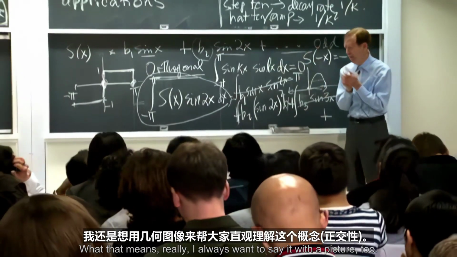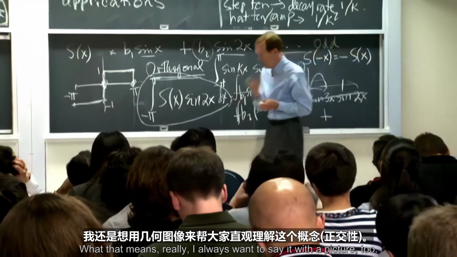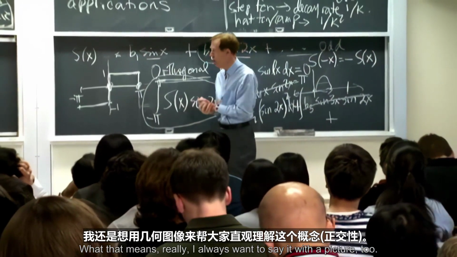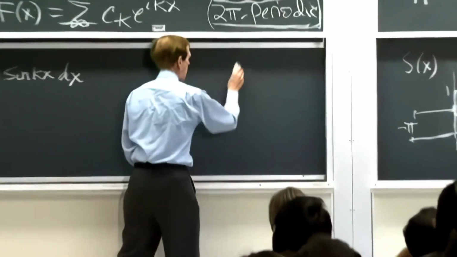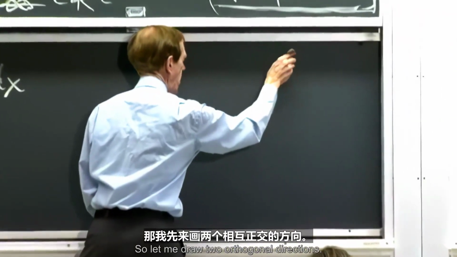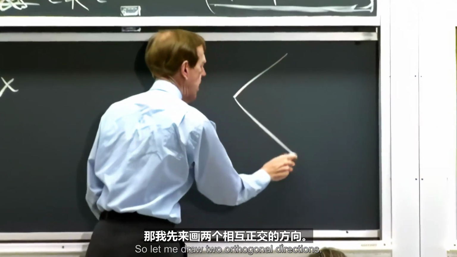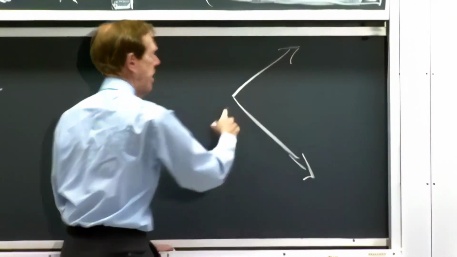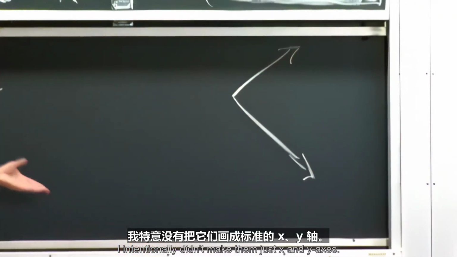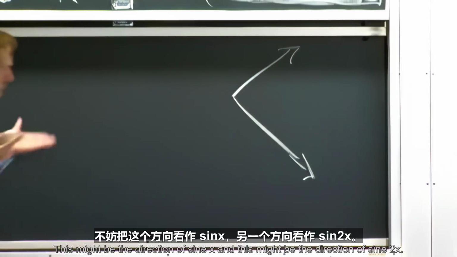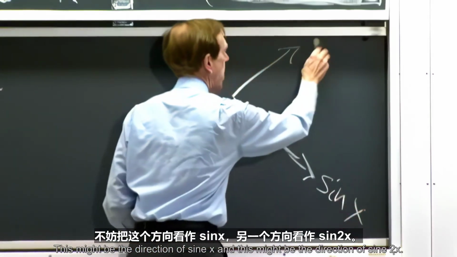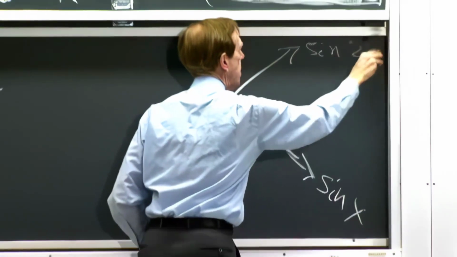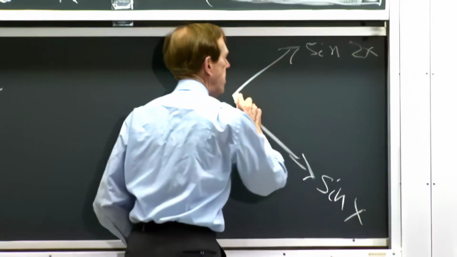What that means, really, I always want to say it with a picture, too. What does it mean that... so let me draw two orthogonal directions. I intentionally didn't make them just x and y axes. This might be the direction of sine x, and this might be the direction of sine 2x. And then I have a function.